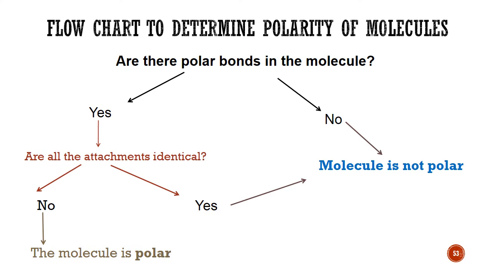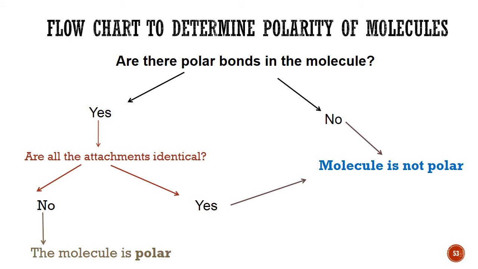Look at how many attachments there are, and these are the same attachments that we talked about when we were talking about the shapes of the molecule. If there are 3 attachments, are they all 3 identical? Are there 2 attachments or 2 electron clouds? Are they identical? Yes, then the molecule is not polar. If there are 2 and they're identical, if there are 3 and they're identical, or if there are 4 and they're identical, then what happens is they cancel each other out and the molecule is not polar.